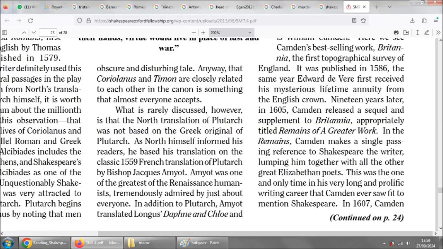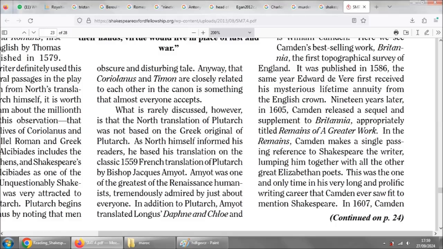You could read the last column. Camden's best-selling work, Britannia, the first topographical survey of England. It was published in 1586, the same year Edward de Vere first received his mysterious lifetime annuity from the English crown. 19 years later, in 1605, Camden released a sequel and supplement to Britannia, appropriately titled Remains of a Greater Work.